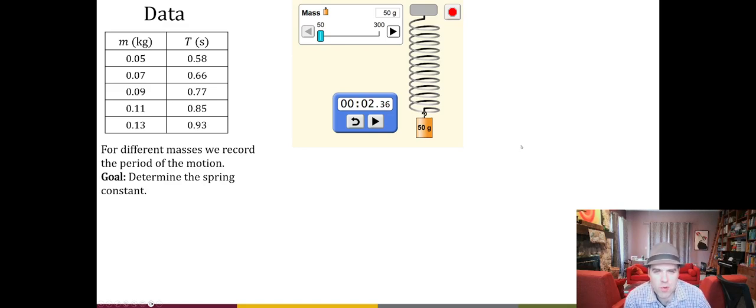Hello, everyone. Let me walk you through this week's lab. We're going to be investigating a spring pendulum. So here I have this spring with a mass on the end.